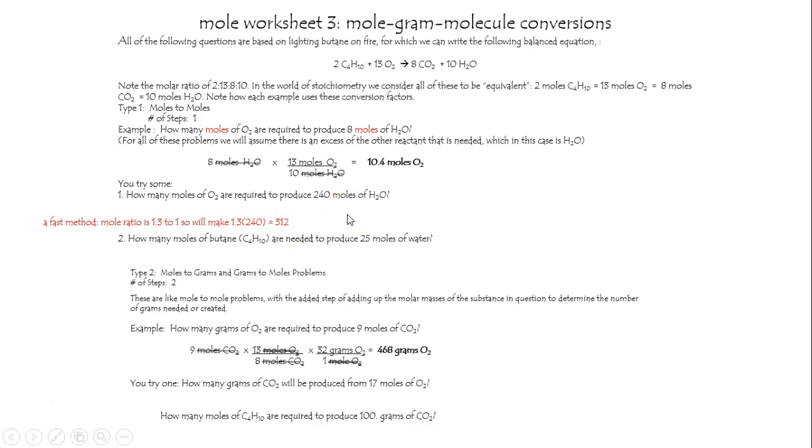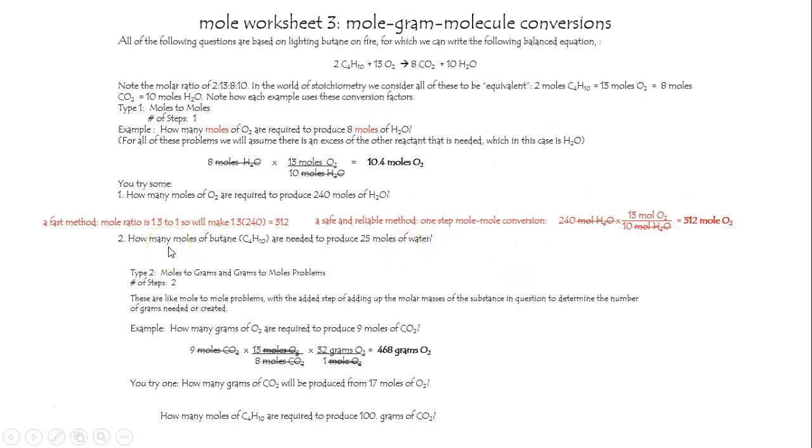If that's not working for you, no worries. Start with what you're given, the 240 moles of water. Recognize it's one step, mole to mole, and then convert. Moles of H2O, we better put it down there. Every 10 moles of H2O are produced for every 13 moles of oxygen that react. Same answer, 312 moles of oxygen.